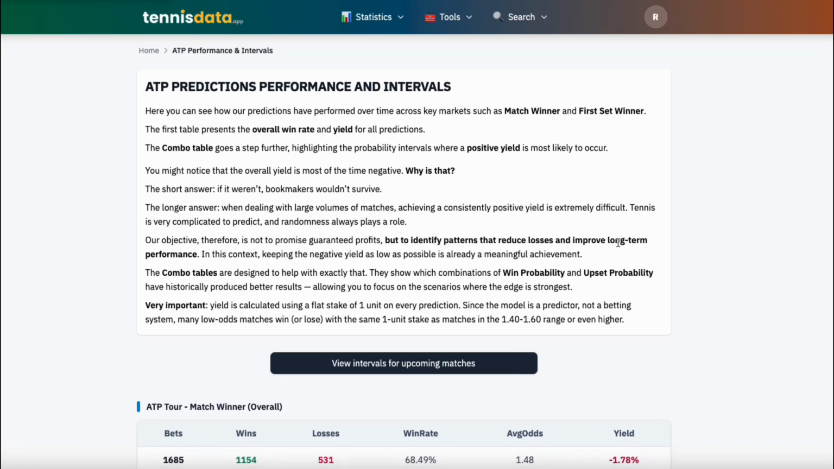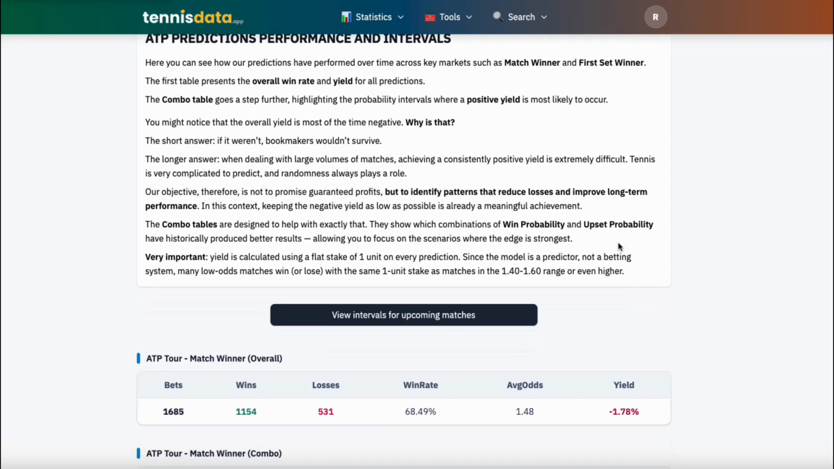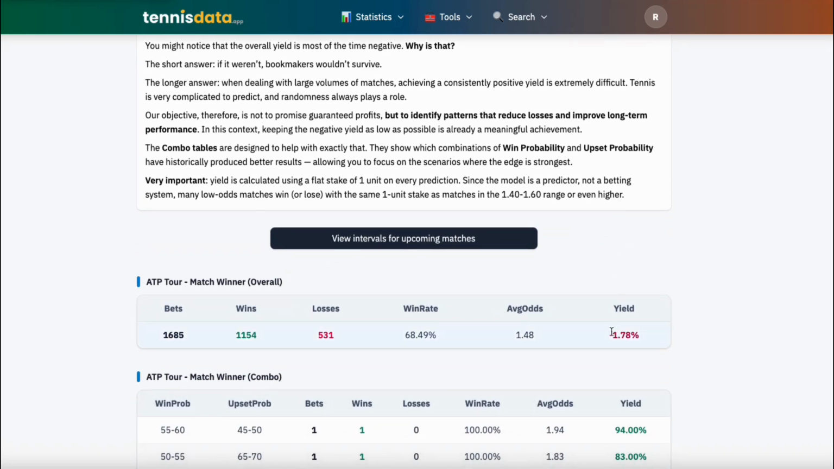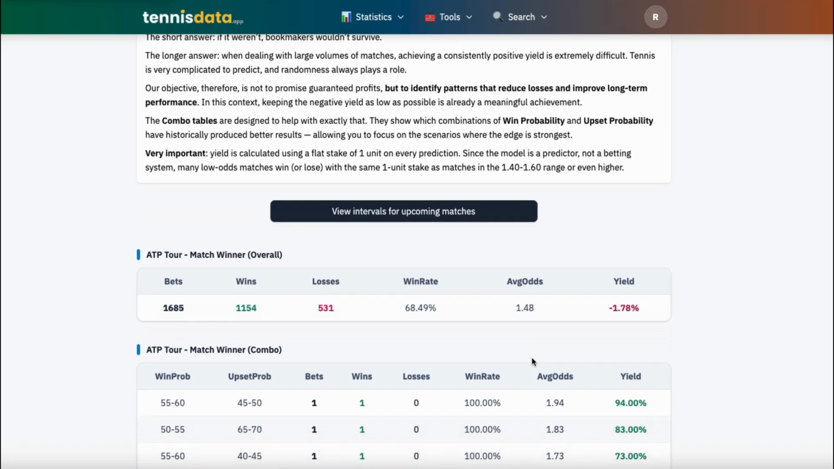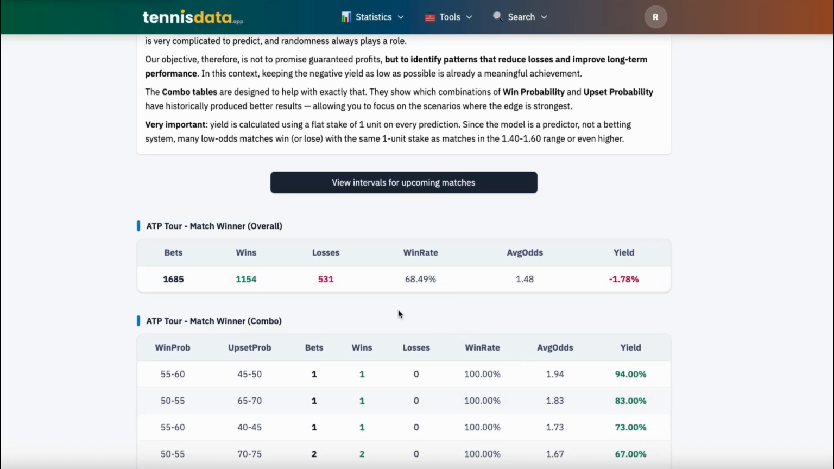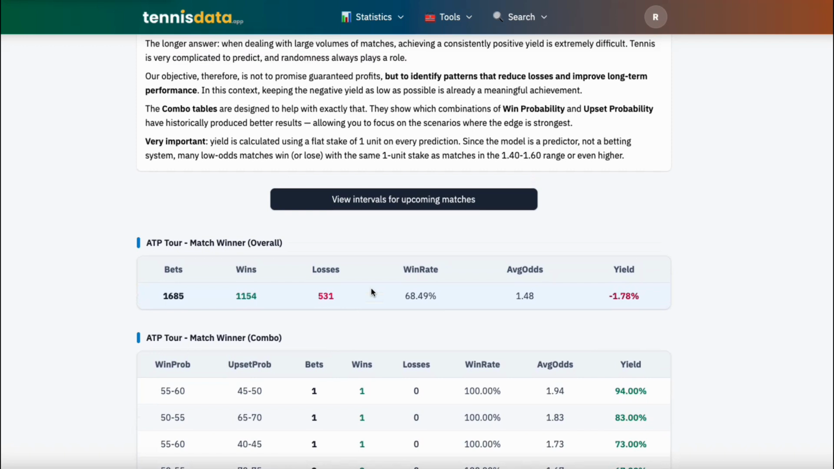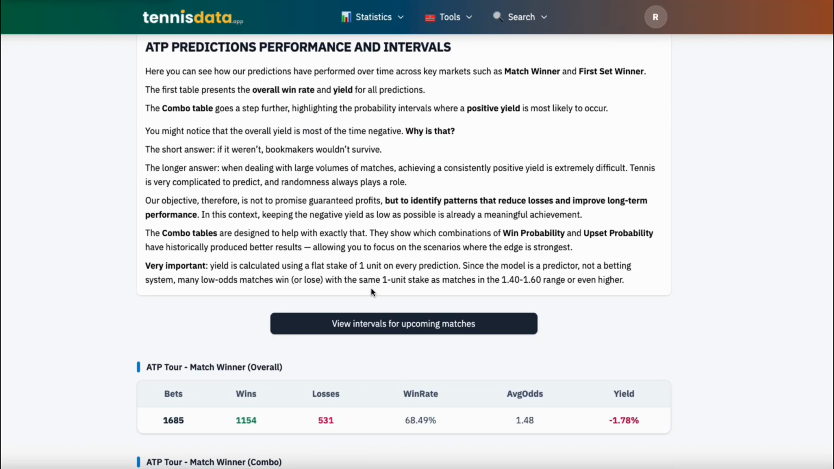First, let's look at the ATP accuracy and the profitable intervals. The first thing that probably stands out is the negative red number for the overall yield. Right now, it is close to minus 2% for the ATP match winner market, and it usually fluctuates around this range. But think about it this way.